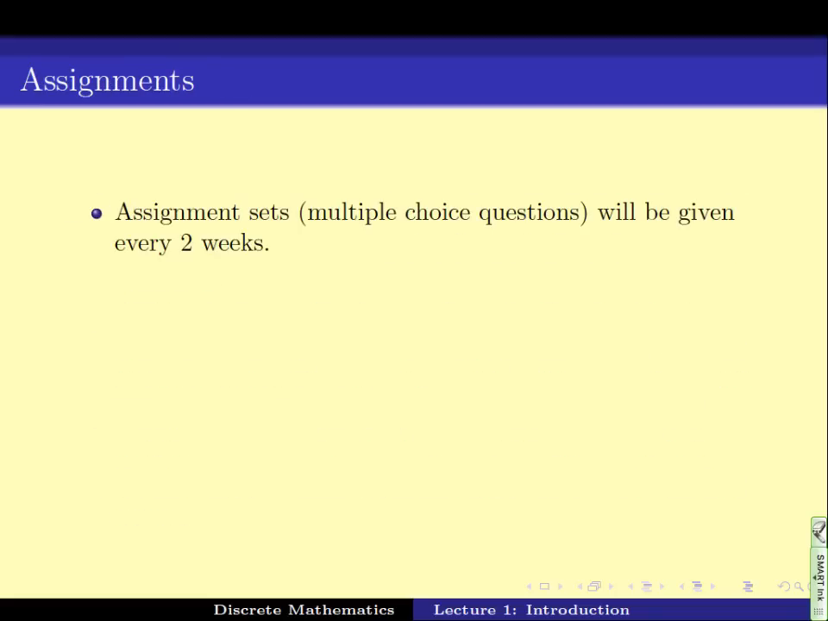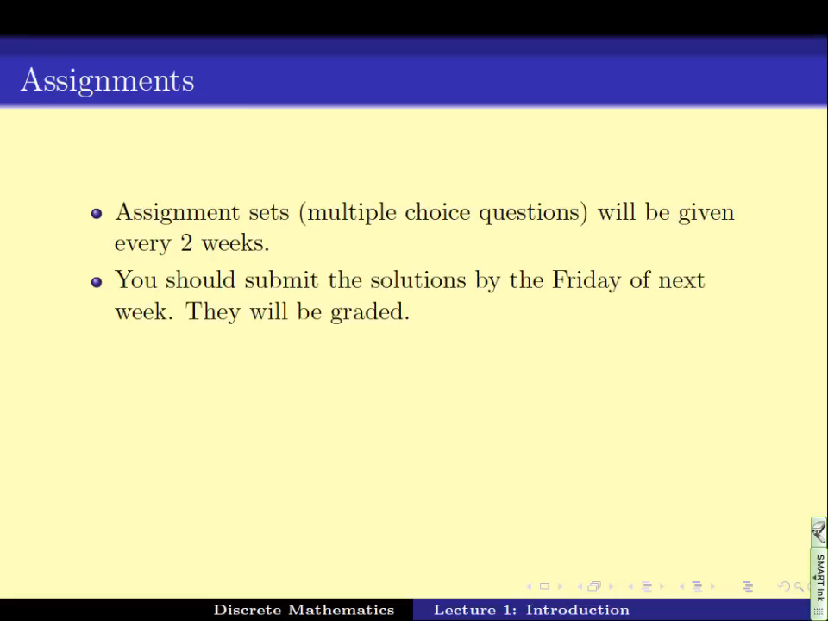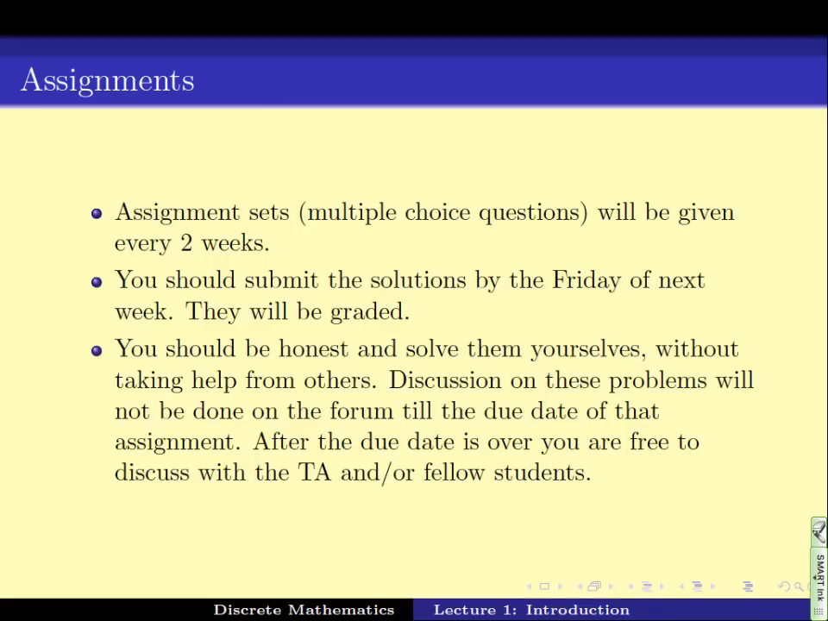Other than the problem set, assignments will also be given every 2 weeks. There will be mostly multiple choice questions. You should solve them and submit them by the Friday of the next week. They will be graded. You should be honest and solve them yourselves without taking the help of others. This is for your own good. Discussions on this problem will not be allowed on the forum till the due date of the assignment. After the due date, of course, the TAs will discuss the solutions of the problem.